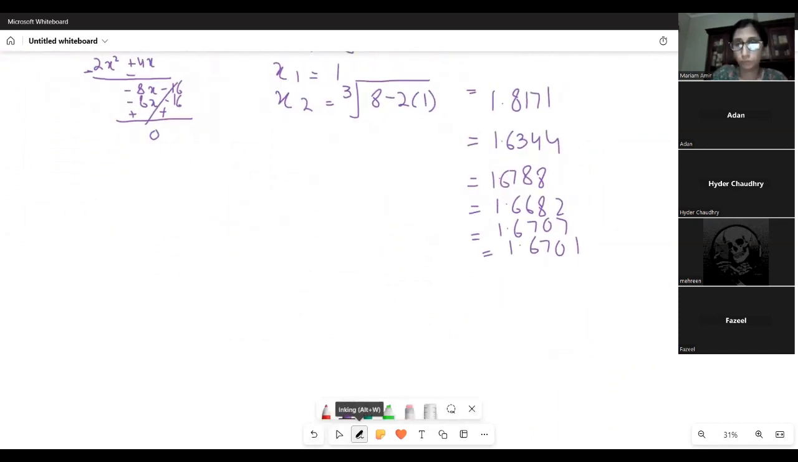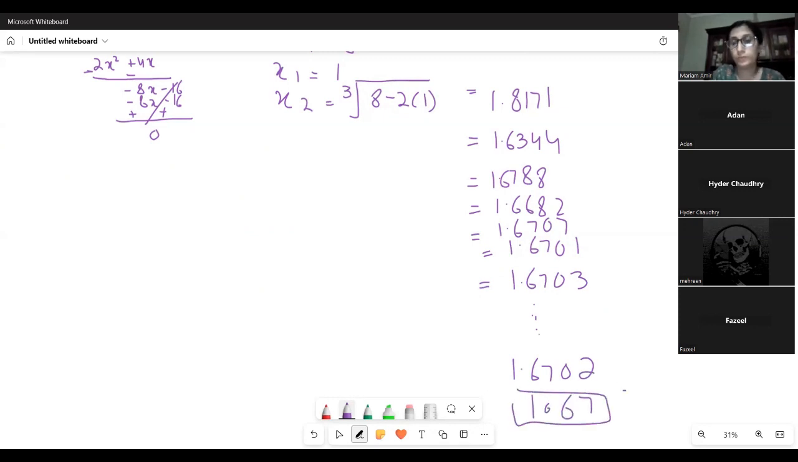Now you're allowed to press equals to a few times and get the final converged answer. So I'm pressing equals to a couple of times. And it's stuck at 1.6702. So the final value of beta correct to 2 decimal places would be this 1.67. Let me check the answer.